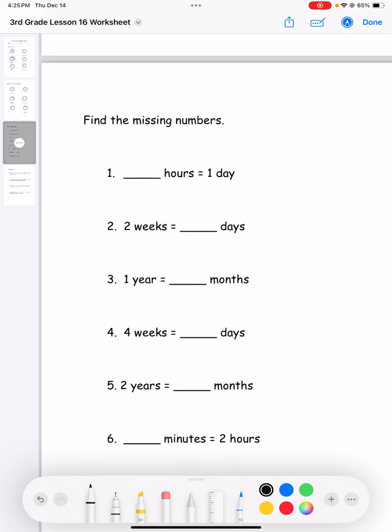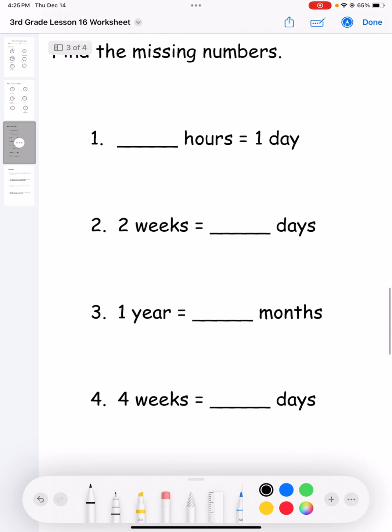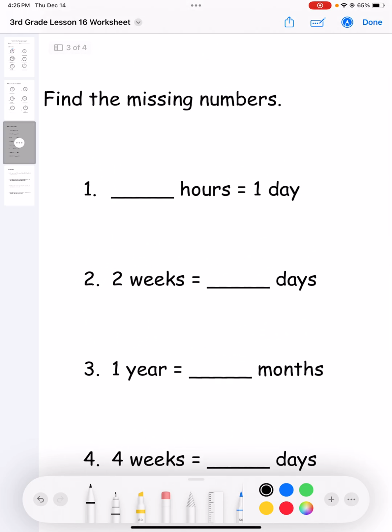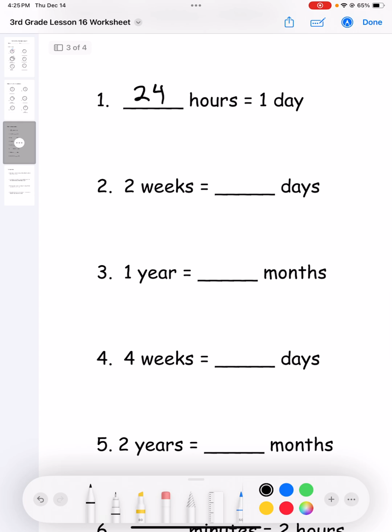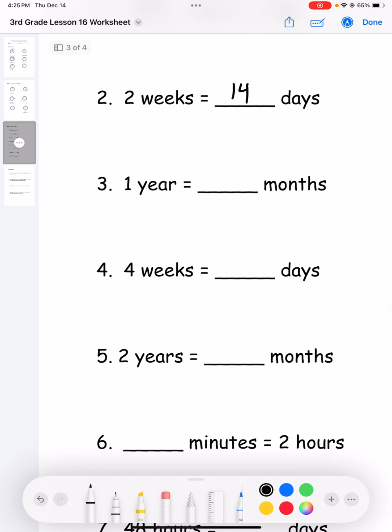Next, find the missing numbers. So how many hours equal a day? You know, 24 hours. Number 2, 2 weeks equals how many days? So 1 week is 7 days, so that means 2 weeks, 7 times 2 is 14. Number 3, 1 year equals how many months? It's 12 months.